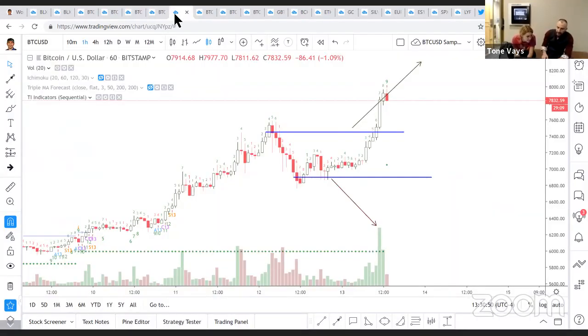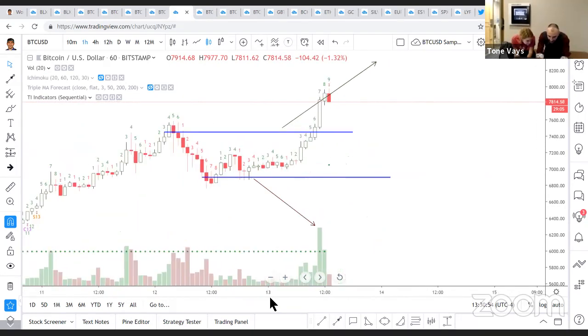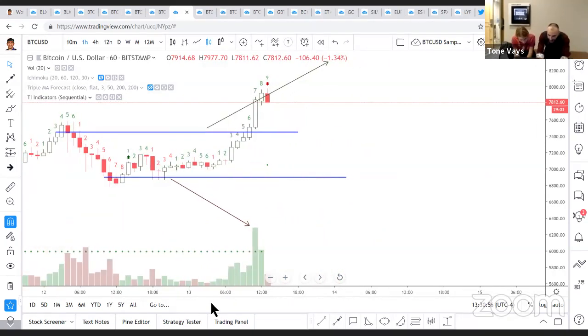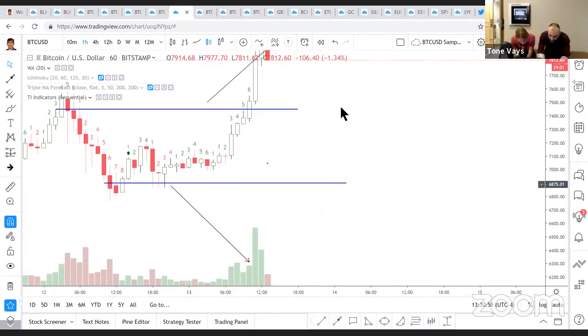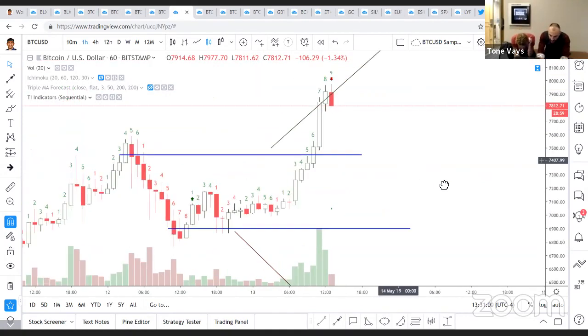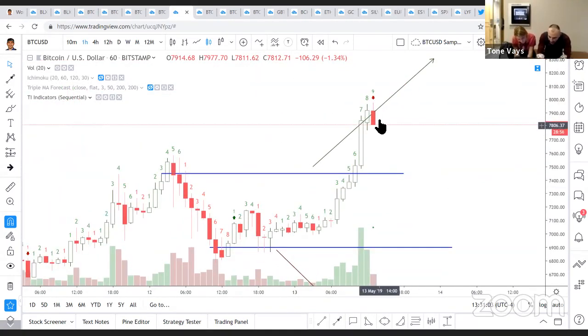So here's the 1 hour. The 1 hour is on a 9, and there's the top. Well, those that paid attention to the sequential could have been able to get the high of the swing today right at 8,000, right on a 9 sequential. We are now pulling back.